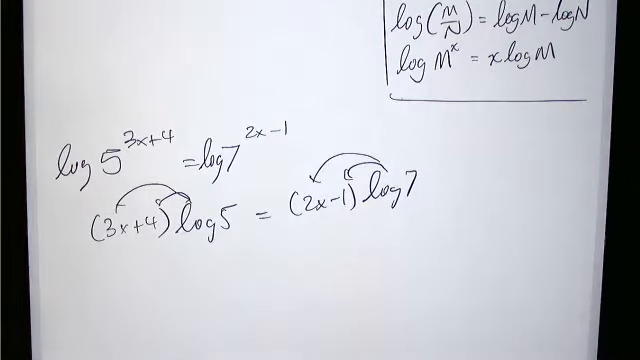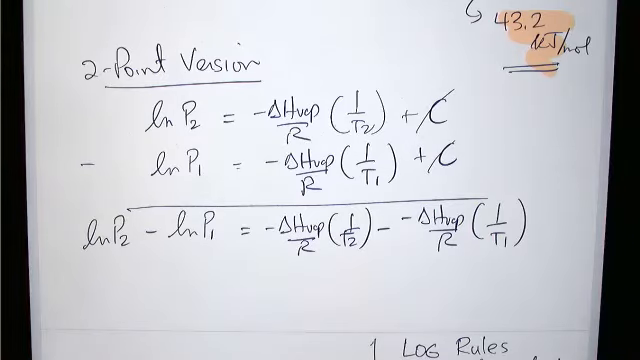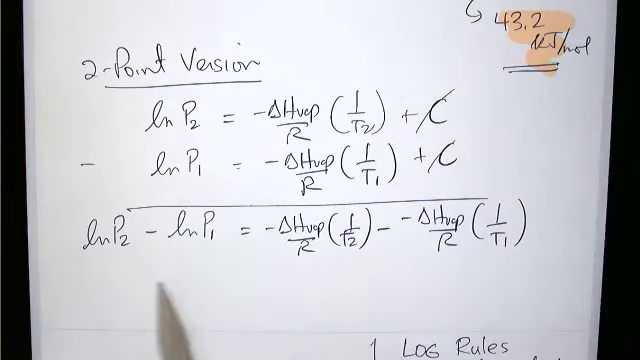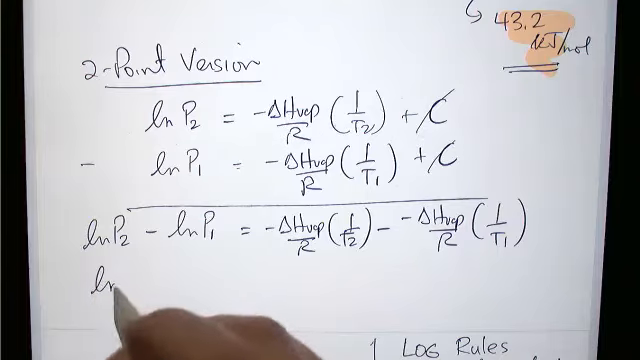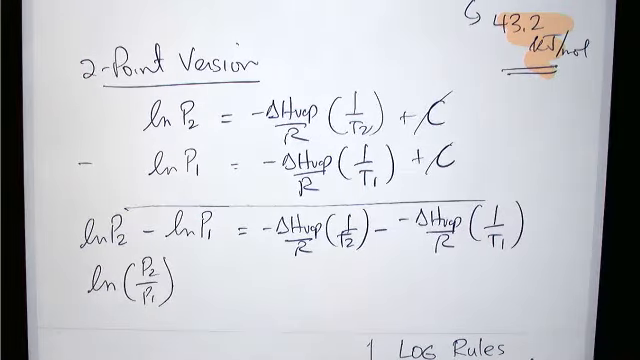So that's a very good trick to have, especially if you do a lot of math contests. This kind of equation shows up on math contests a lot. Coming back to Clausius-Clapeyron, look at what we have on the left-hand side there. Natural log P2 minus natural log P1. Wouldn't that be natural log of P2 divided by P1 according to the second log rule? Good.